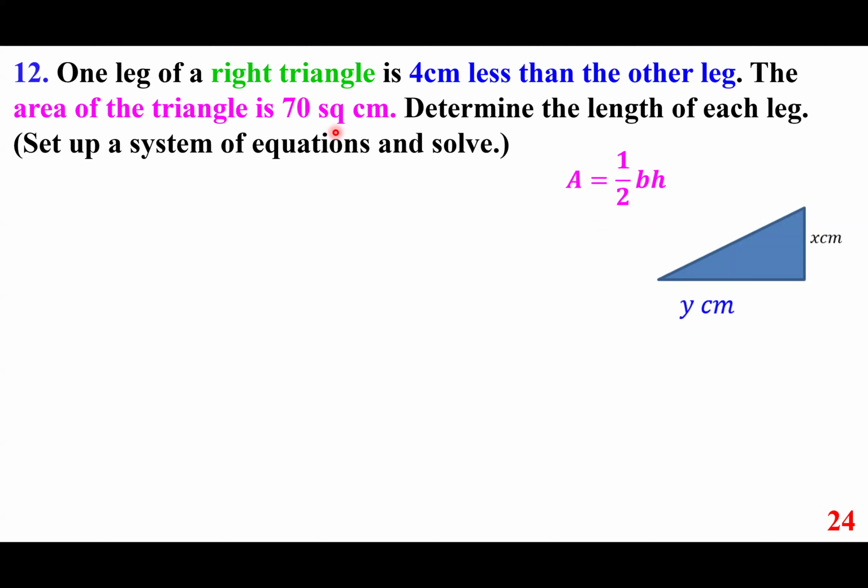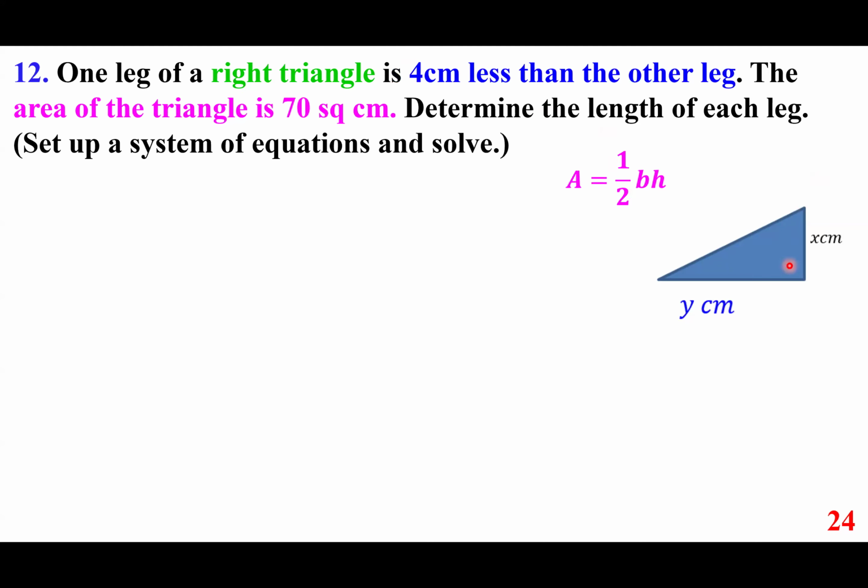Now we're going to go back and read. One leg of a right triangle is 4 centimeters less than the other. According to our drawing, X is less than Y. So X equals Y minus 4.